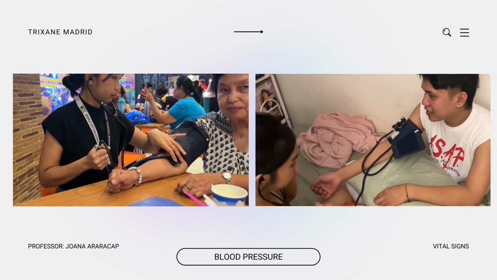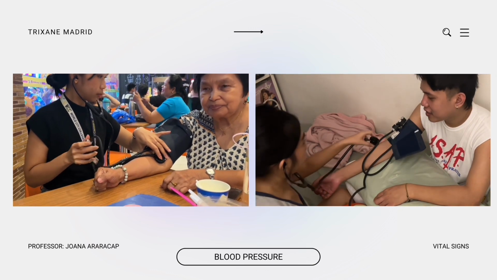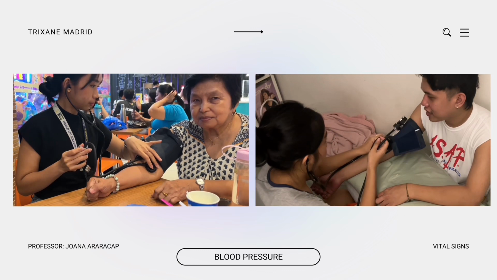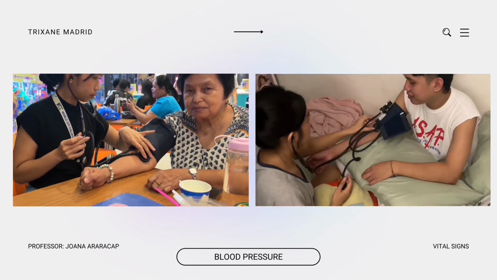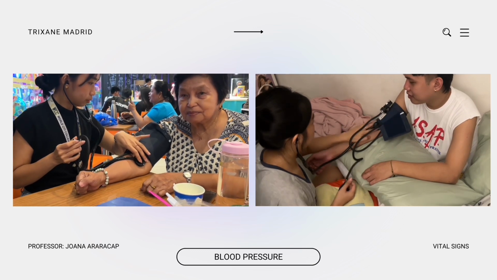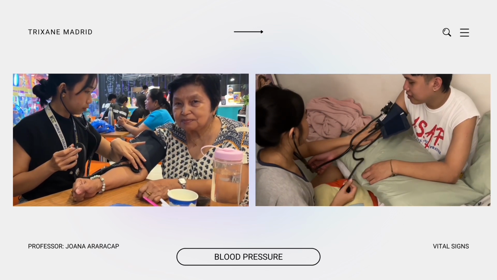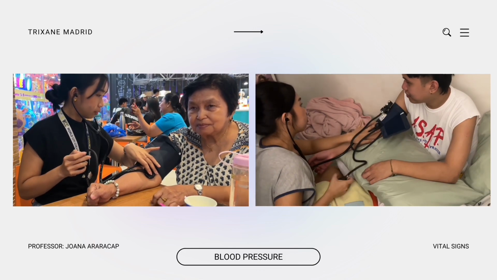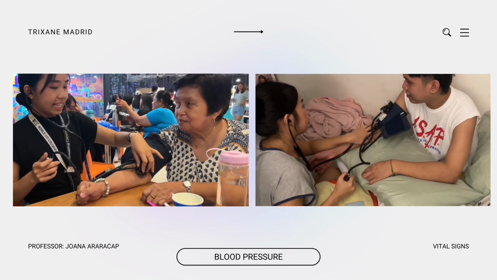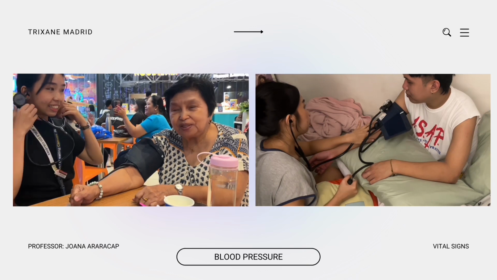Get the bulb and close the valve to prevent the air from escaping the cuff. Press the bulb until the needle reaches 180 to 200. Open the valve slowly to release the air. Remember that the first loudest beat is the systole and the last quiet beat is the diastole.